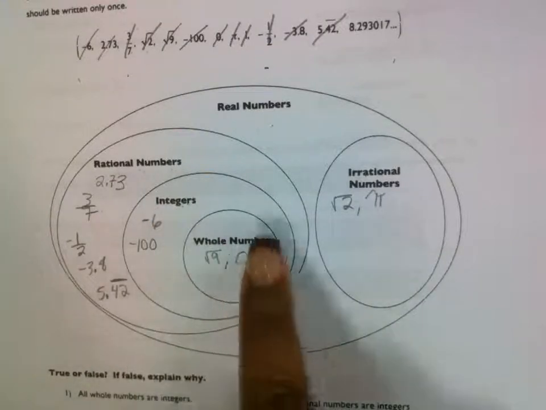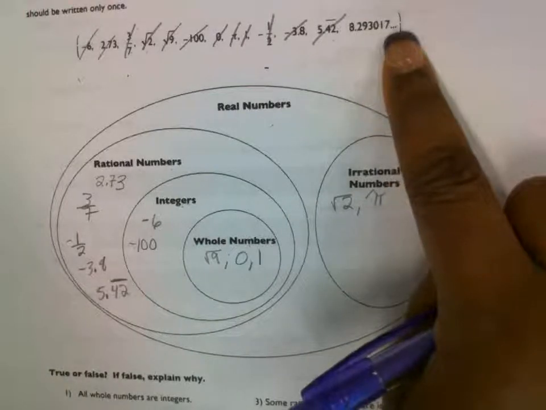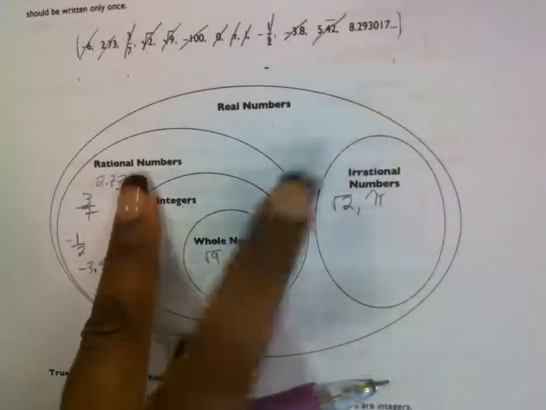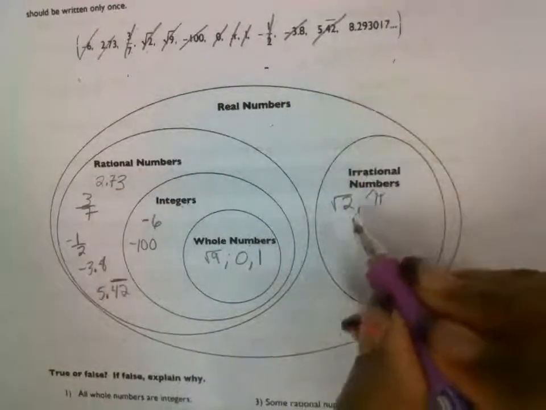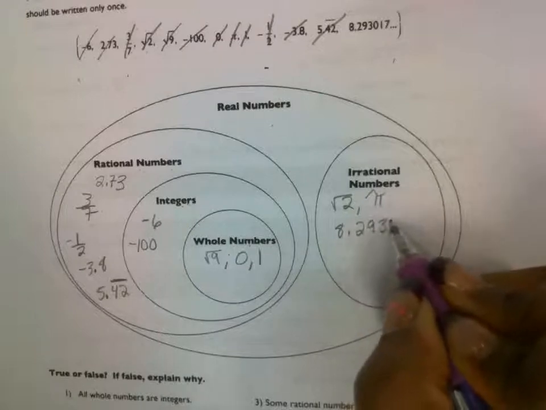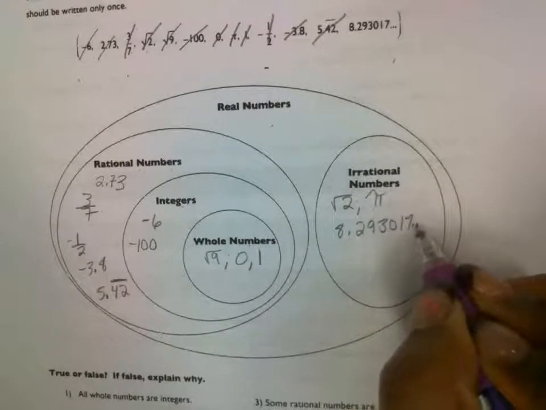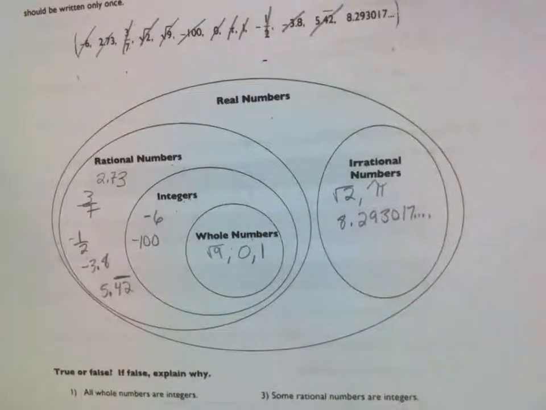Okay. Let's look at this last number. This is a long number and it has these little dots at the end. Is it rational or irrational? Very good. It is irrational. Okay, I don't know what number is coming next, so I cannot write it as a fraction. Excellent job there. Any questions about that? All right.